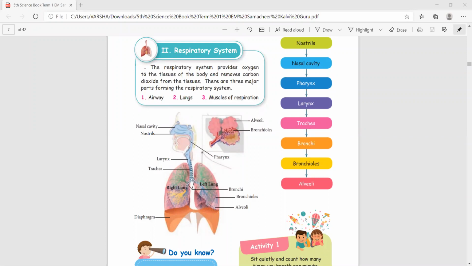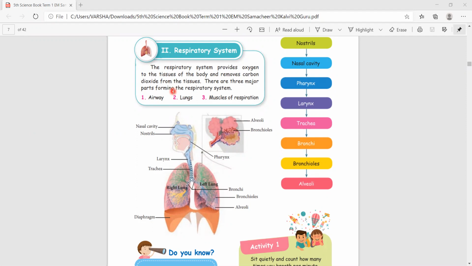Yes, in the previous video we saw the first lesson and half of the second part, but this time we will also see the second part, that is the respiratory system. The respiratory system provides oxygen to the tissues of the body and removes carbon dioxide from the tissues.